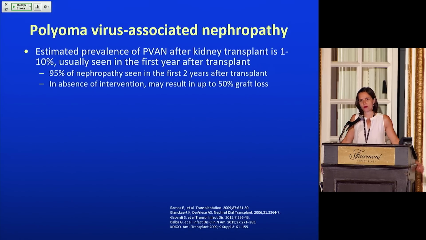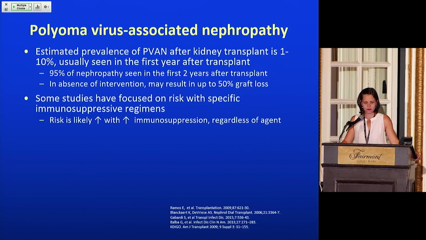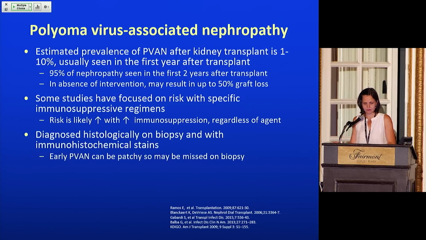So what about the nephropathy in kidney transplant patients? The estimated prevalence is 1 to 10%, and it's usually in the first year after transplant. 95% of this problem is seen during the first 2 years after transplant. And in the absence of intervention, up to half the people who have it will lose their graft. Some studies have focused on risk with specific immunosuppressants, but what really washes out is that when you have an increased level of immunosuppression, regardless of the agent, your risk is probably increased.